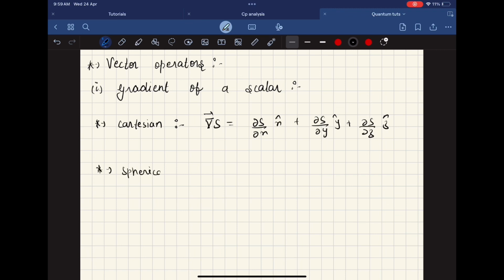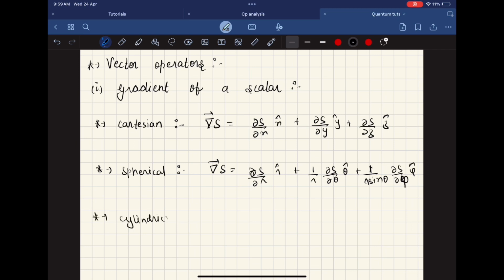Okay, in the spherical coordinate system, we calculate del s like del s by del r r-cap plus 1 upon r del s by del theta theta-cap plus 1 by r sin theta del s by del phi phi-cap. Okay, so now let's move to the cylindrical coordinate system. In cylindrical coordinates, we calculate del s equals del s by del rho rho-cap plus 1 upon rho del s by del phi phi-cap plus del s by del z z-cap.